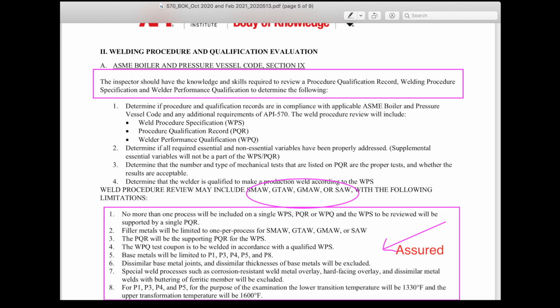What are the mistakes? In that case, you have to know how to prepare a WPS and what the terms and conditions are in ASME Section 9. I will explain all these things very clearly in the ASME Section 9 session. It requires a separate session, and I will definitely cover it in that.